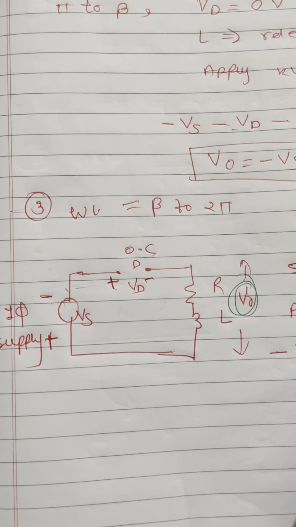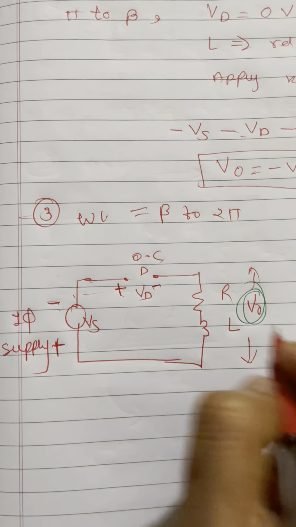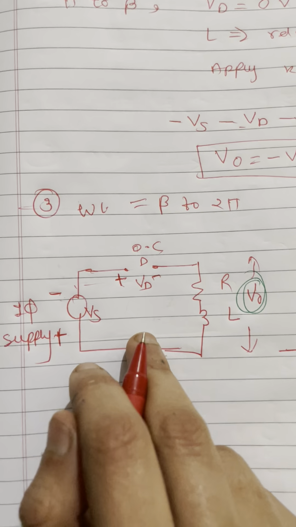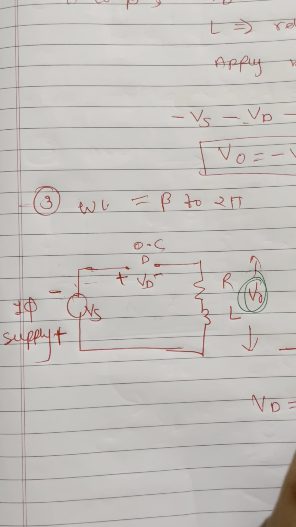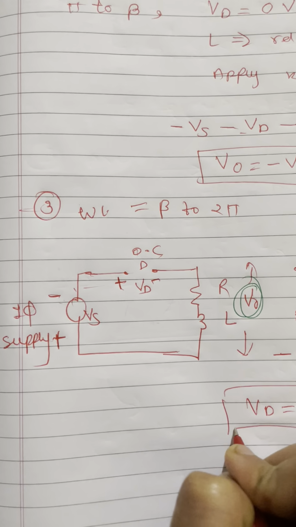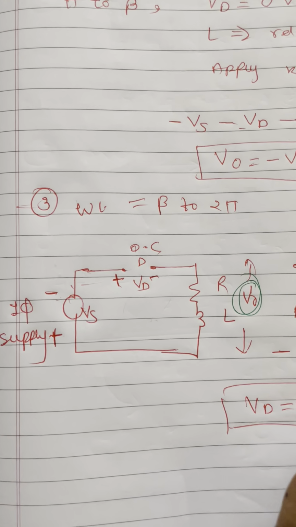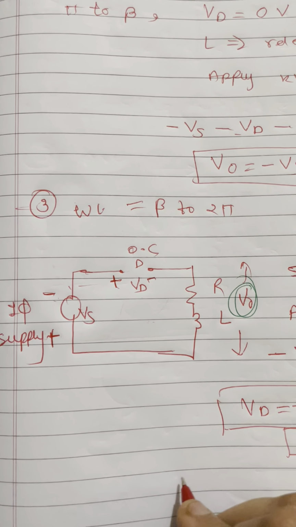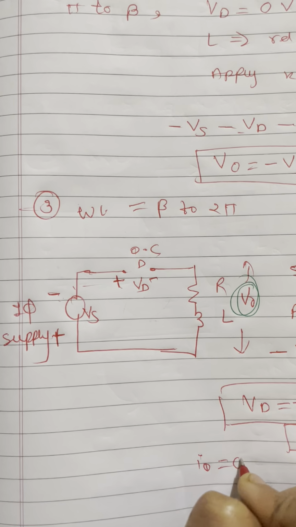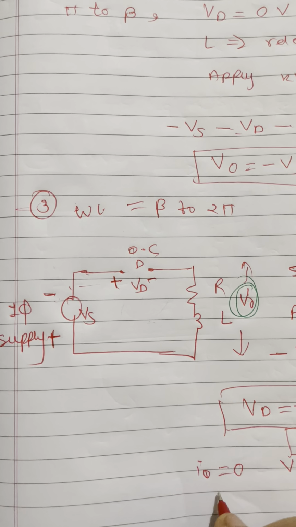V0 is equal to 0. Now V0 is equal to 0 because it is in the reverse direction condition. So we get Vd is equal to minus Vs. So this is omega t equal to beta, and Id is equal to 0, and Vd is also again 0.